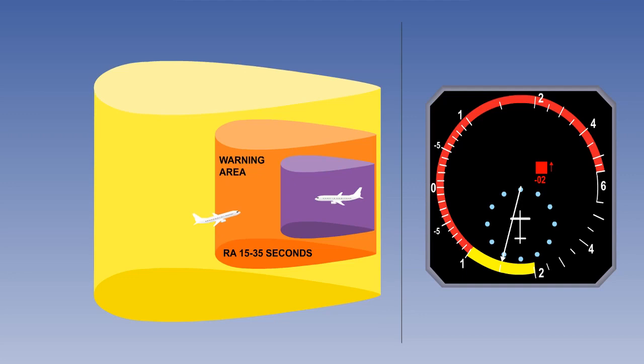So with version 7 of TCAS 2, Mode S was introduced, which is a discrete data transfer between the aeroplanes and ensures that they are given different vertical instructions.